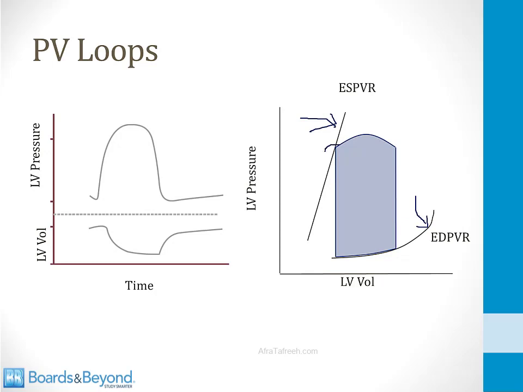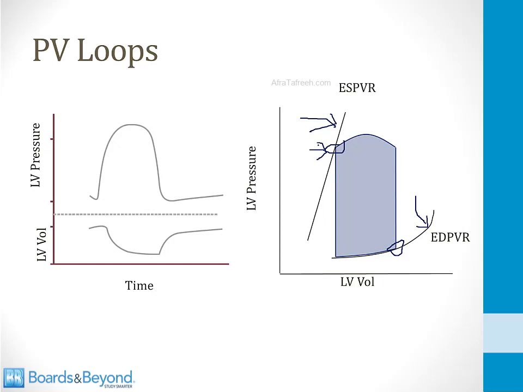So this point right here is the end of systole. We'll talk more about that in a minute. And this point down here is the end of diastole. So let's talk about the end of systole first. This is the end of systole where the ventricle has finished contracting and ejecting blood. The mitral and aortic valves are closed, so there is a closed chamber of the ventricle that no blood can get in or leave.